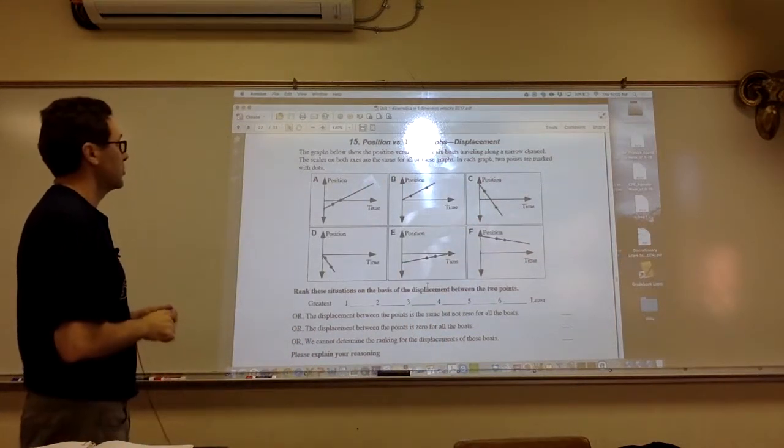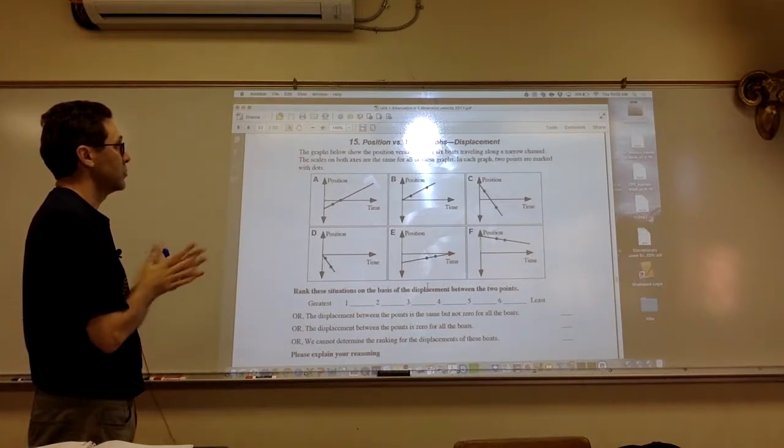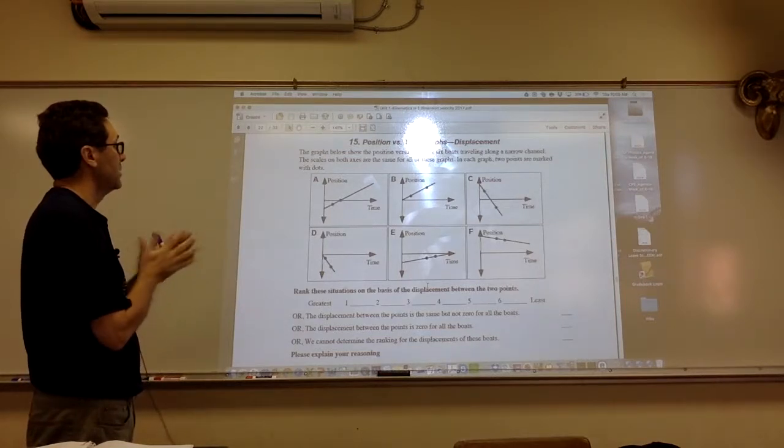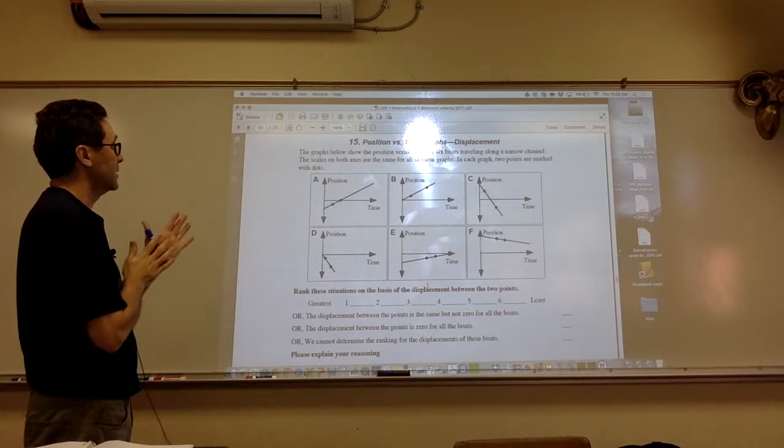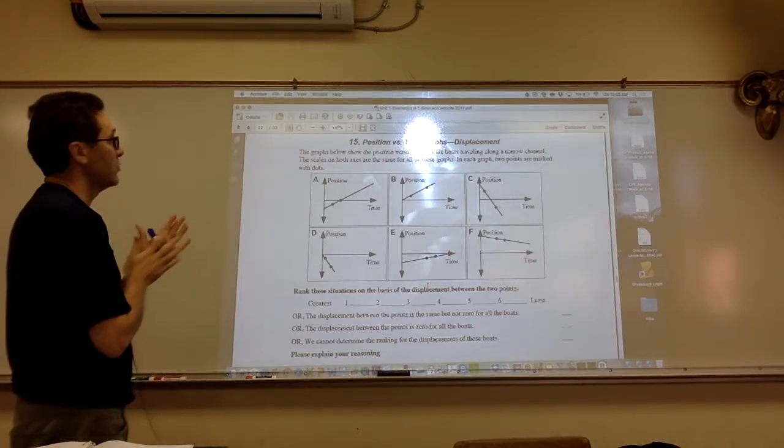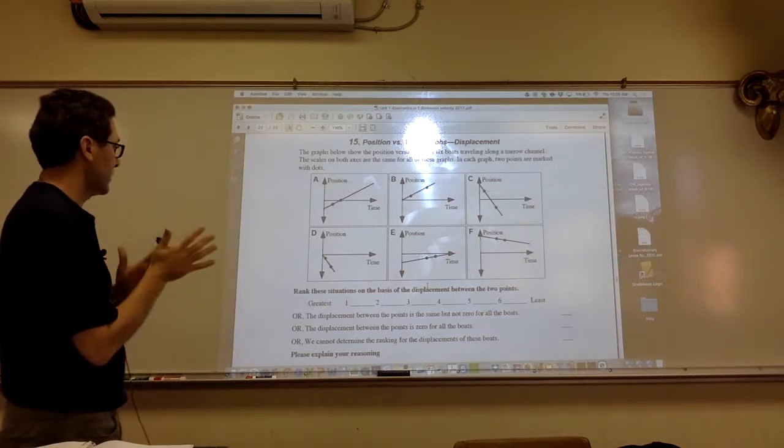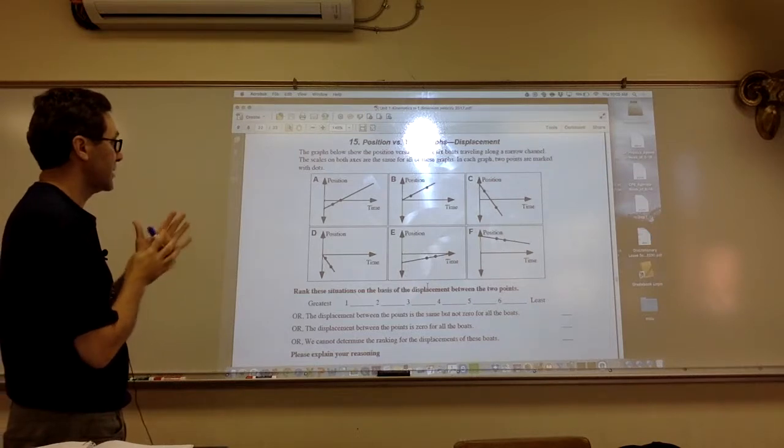The graphs below show the position versus time for 6 boats traveling along a narrow channel. Scales on both axes are the same. In each graph, 2 points are marked with dots. Rank the situations on the basis of displacement.